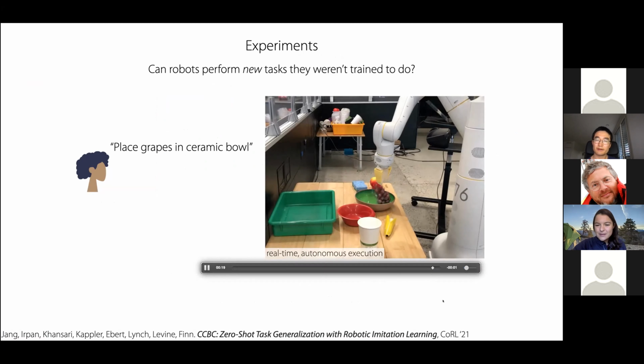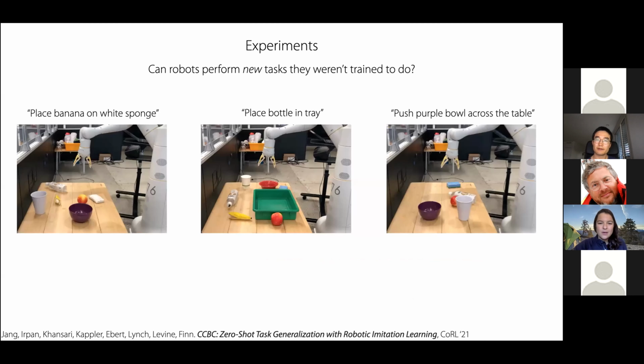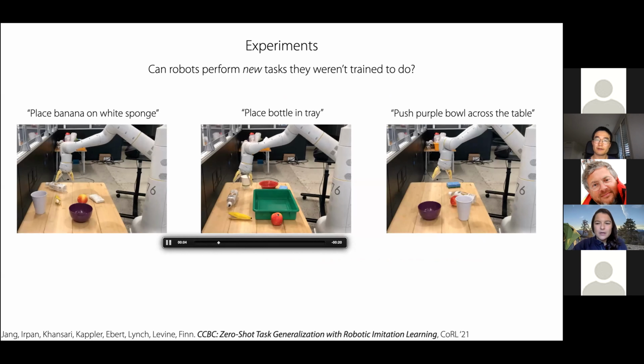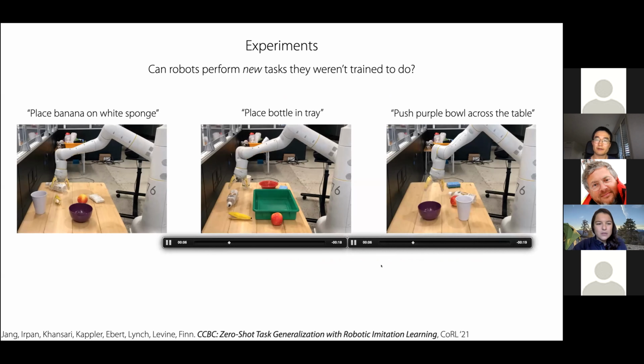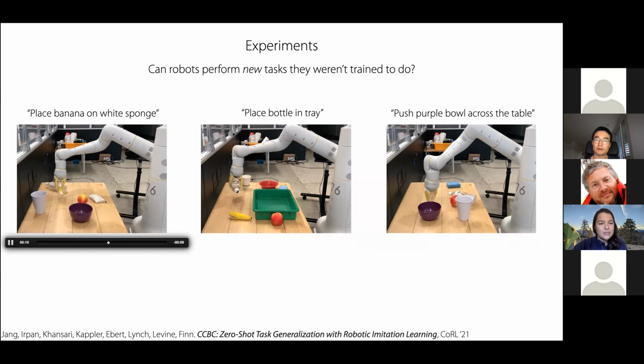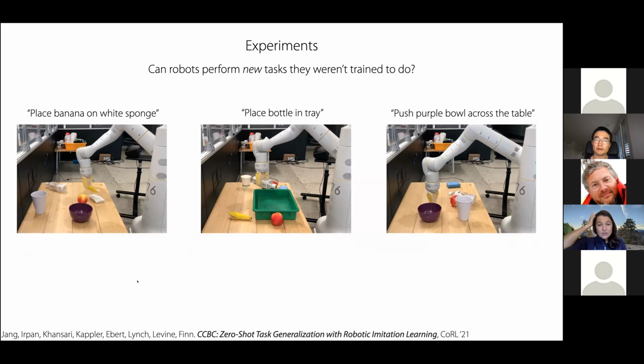It's getting a little bit choppy at the end, but hopefully you get the main idea. Here are some qualitative examples of other tasks: placing a bottle on a tray, pushing a purple bowl across the table, or placing the banana on the white sponge. And we also see that here the robot is able to generalize to these new tasks as well.